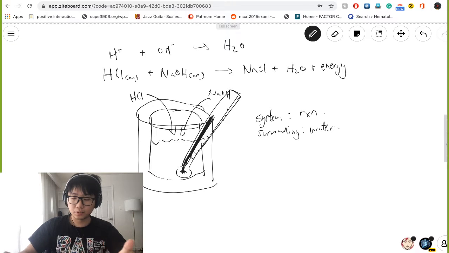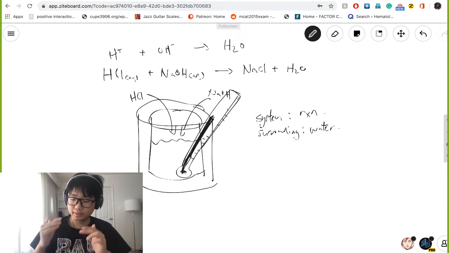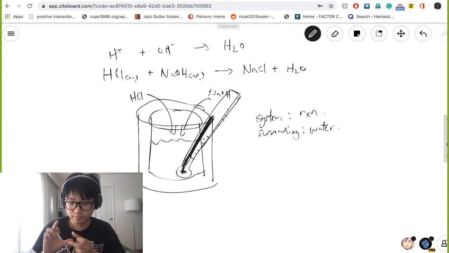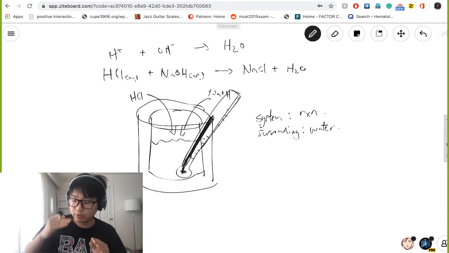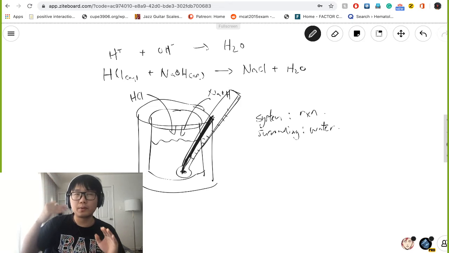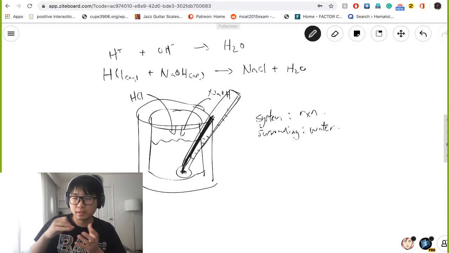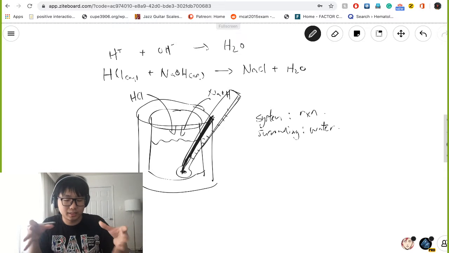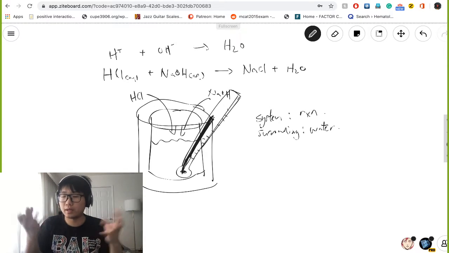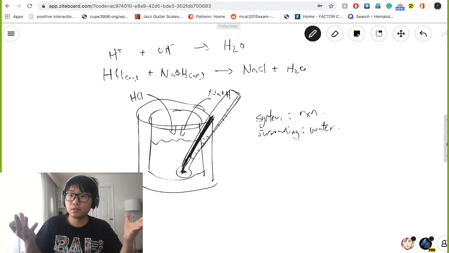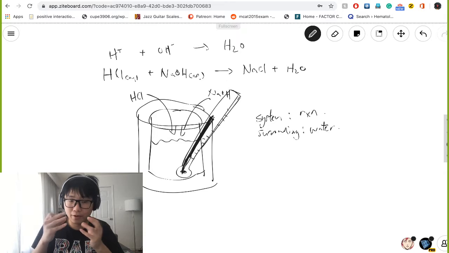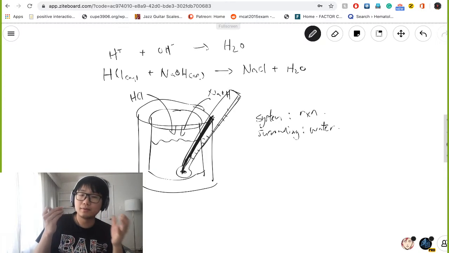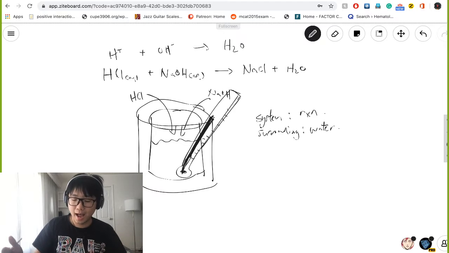So let's say I don't know what's going on right now. I don't know if this reaction releases energy or absorbs energy, but now I can tell. If I keep seeing the thermometer increase in temperature, well, that probably means I have an exothermic reaction, right? Because I have released energy so that the water has gained that energy, thus increasing in temperature. You can think the molecules are vibrating faster now, faster kinetic energy, higher temperature.